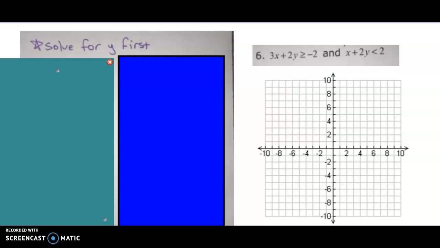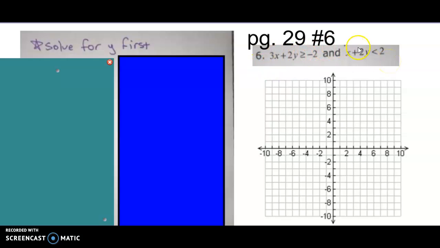Hello, so we are reviewing how to graph inequalities. You're going to graph two on the same graph though, which is a little different. But this is number 6 on page 29. So page 29, number 6. So here's the two inequalities, and we're going to graph both of them here and shade the intersection of the two to find the solution of the system.